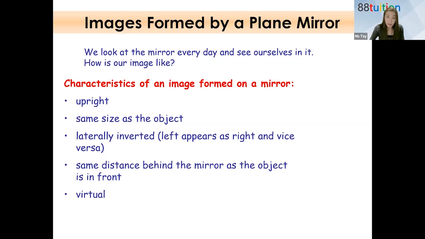Laterally inverted, okay, left will appear to be right, right will appear to be left, right? Same distance behind the mirror as the object is in front. Okay, and then it's virtual, it's not real, so it's virtual. You need to know these 5 points. Yeah, so usually they ask you for at least 2 or 3, okay, but there are times when they actually write down maybe 3 of them, they will ask you to fill out another 2. So you better know all of this.